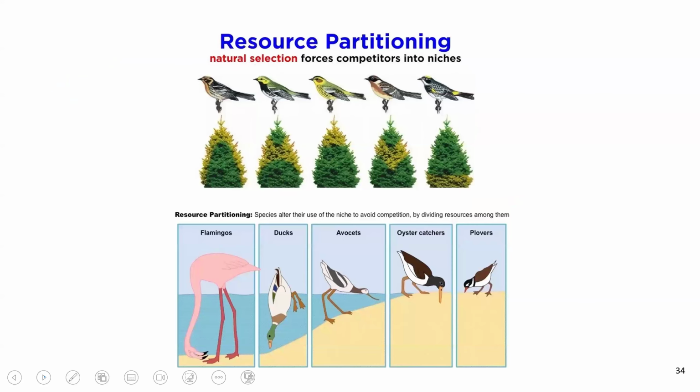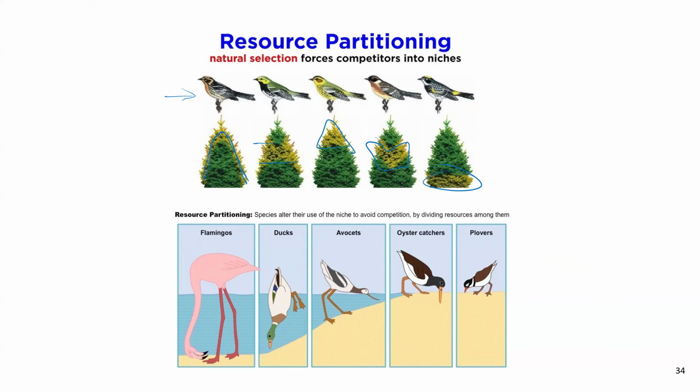We have resource partitioning. And this is where natural selection forces competitors into different niches. We're looking at different types of, I forget if these are warblers or sparrows, but you can see this one eats here, this one has this part of the tree, this part of the tree. So very, very specific areas of the tree where they'll go.